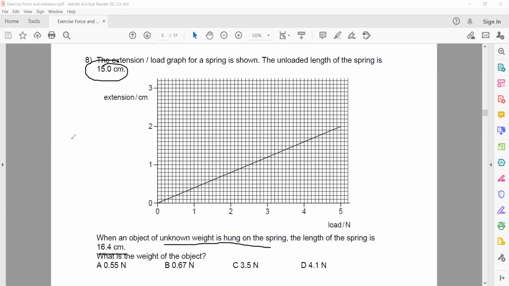First, what is the extension? Originally it is 15 and now it is 16.4. So what is the extension? Extension will be 16.4 minus 15. That will be 1.4 centimeter is the extension.